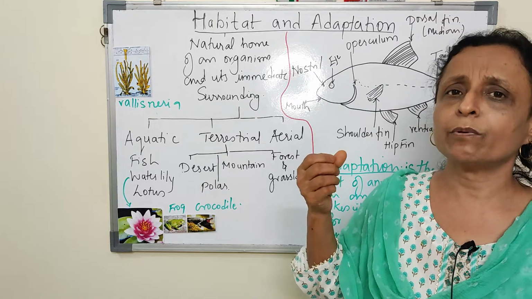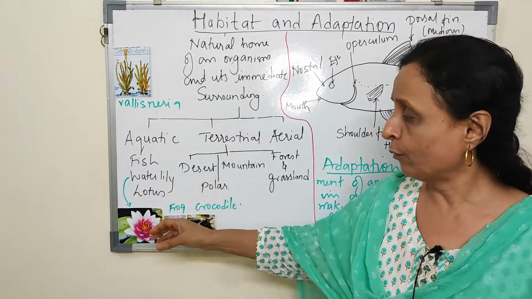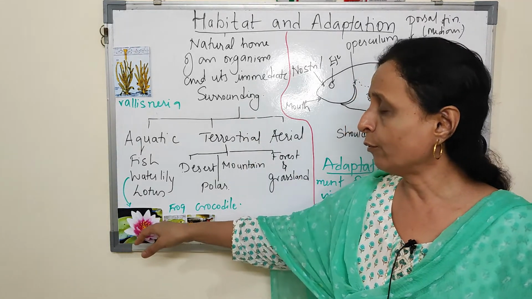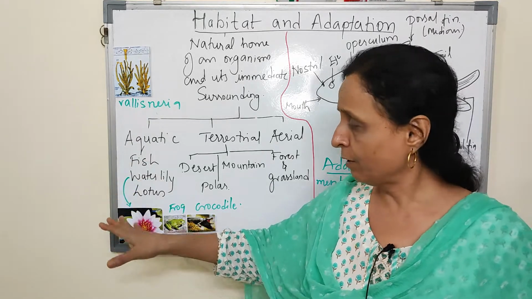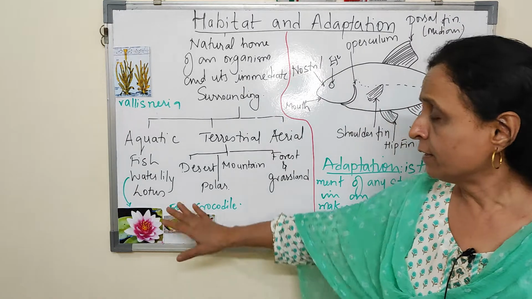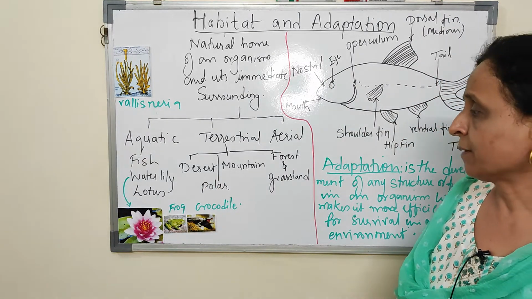But since it is porous, it helps to float. It helps the plant to float in water. That's an adaptation of water lily, similar to lotus. This is what for plant.